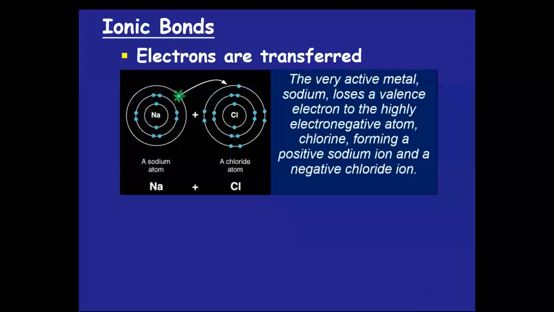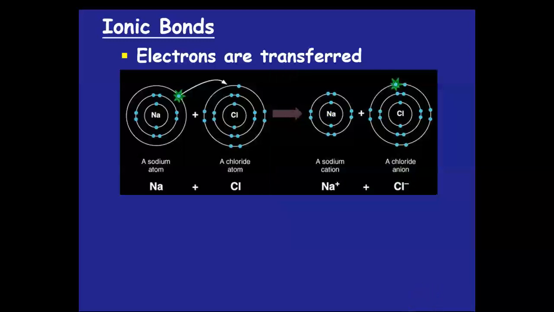So here we are, a very active metal, sodium, loses a valence electron to the highly electronegative atom, chlorine. You now get a positive sodium ion and a negative chloride ion, and there is the result. The sodium cation looks like neon, is highly non-reactive, therefore low energy, and the chloride anion, likewise having a full third energy level, is low energy and highly non-reactive.